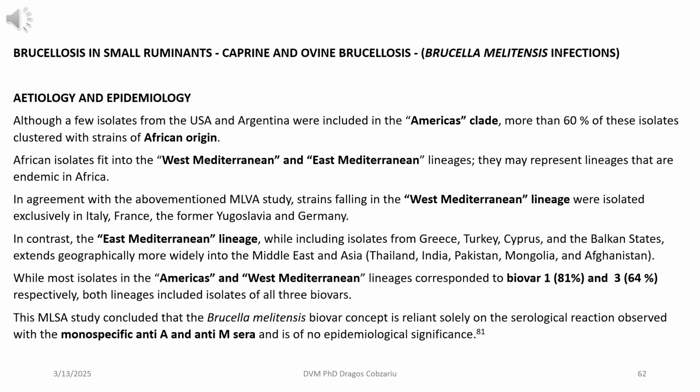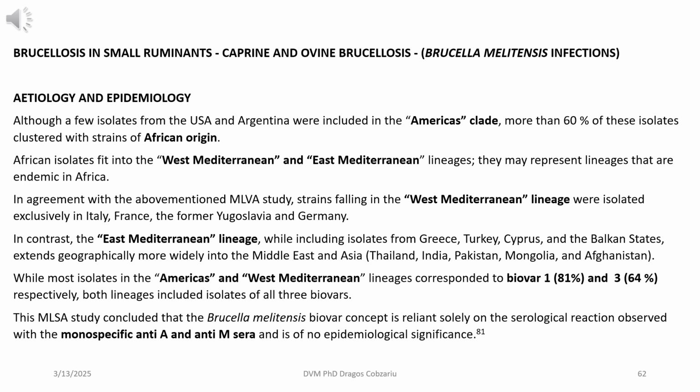In contrast, the East Mediterranean lineage, while including isolates from Greece, Turkey, Cyprus, and the Balkan states, extends geographically more widely into the Middle East and Asia: Thailand, India, Pakistan, Mongolia, and Afghanistan. While most isolates in the Americas and West Mediterranean lineages corresponded to biovar 1 (81%) and biovar 3 (64%), respectively, both lineages included isolates of all three biovars.